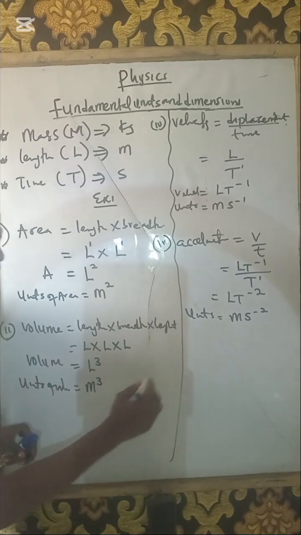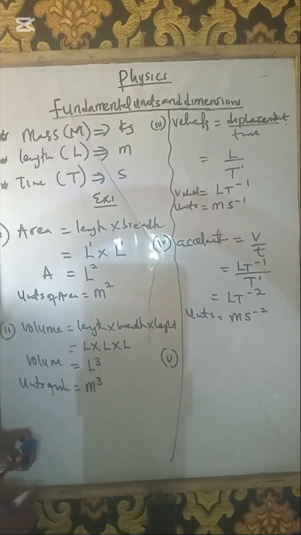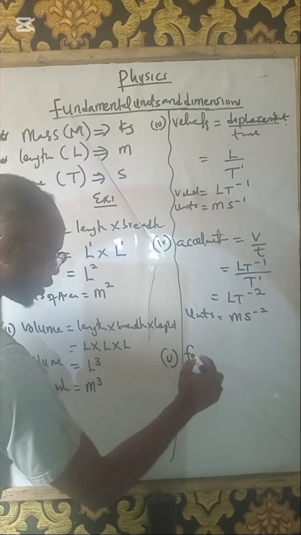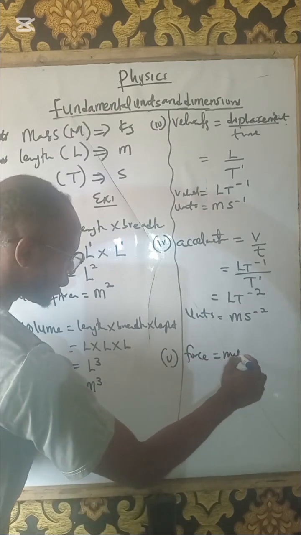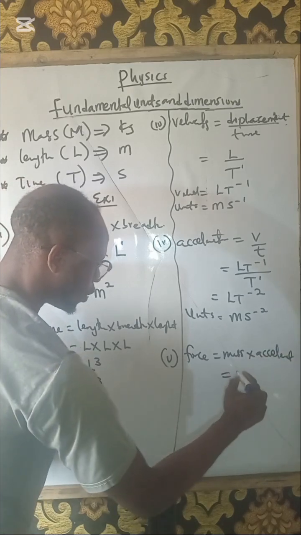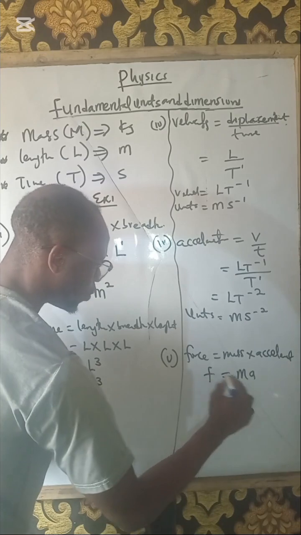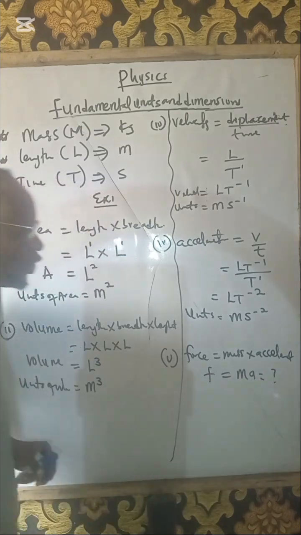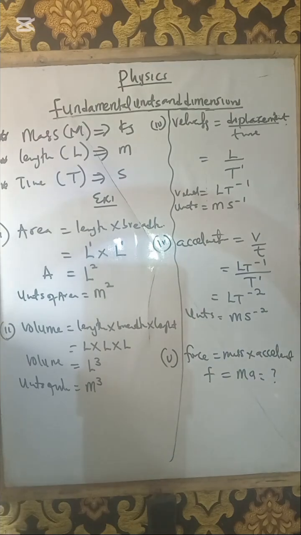So you can try this and drop your answer in the comment section. State the dimension of force. Force is mass times acceleration. So in short, it is m a. State the dimension and the unit of this one and drop your answer in the comment section.